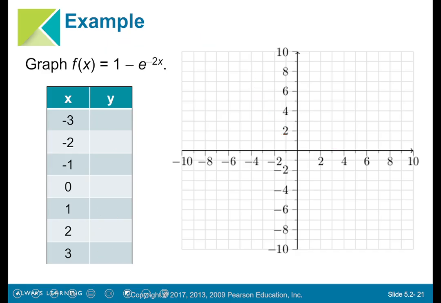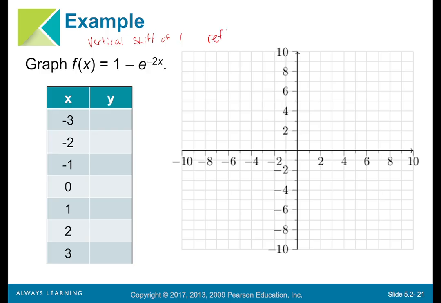Now let's do one more. Here we have f of x equals 1 minus e to the -2x. So here, of course, we have a vertical shift of 1. Now I have a minus in front of the e and a minus in front of the 2x. So that's a reflection over both axes.